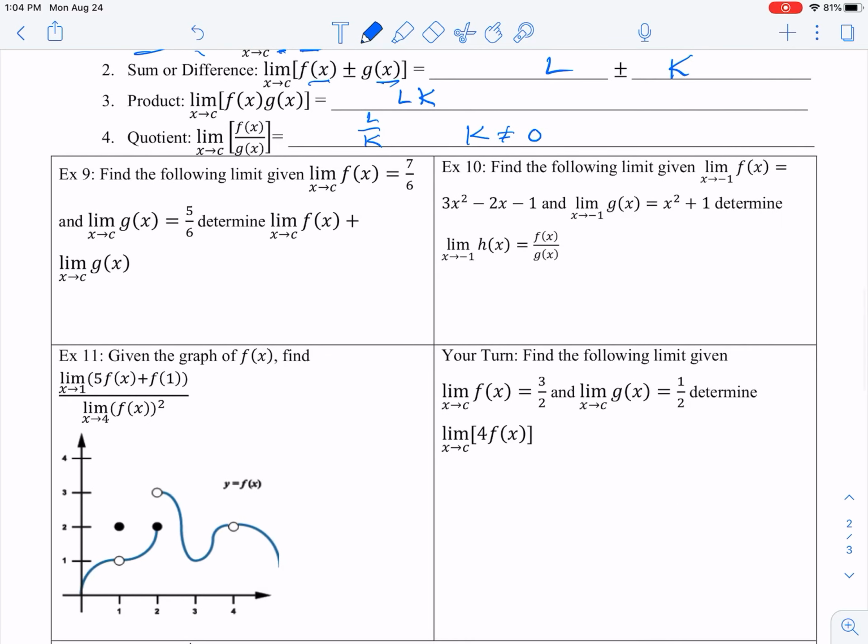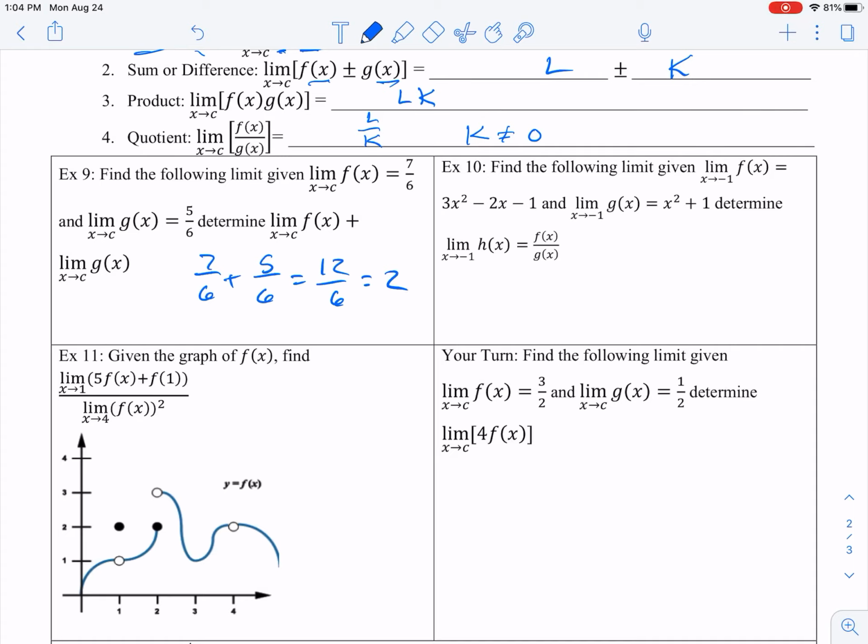It says find the limit as x approaches C. They told you the limit of f of x is 7 over 6 and g is 5 over 6. They want them added together, so you just add them together. 7 over 6 plus 5 over 6 gives you 12 over 6, which is equal to 2.